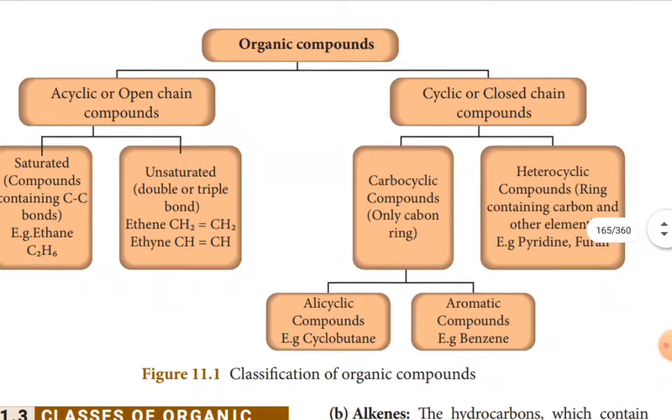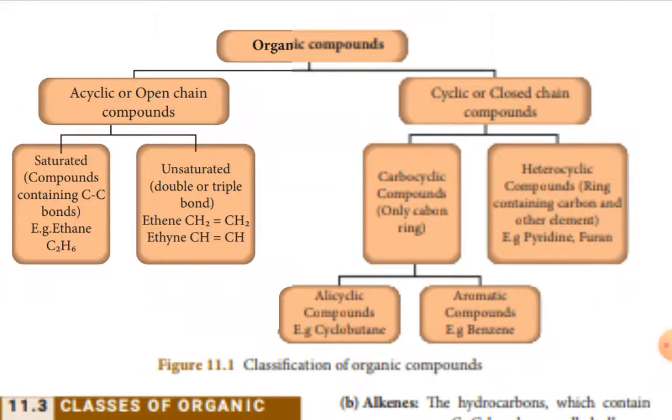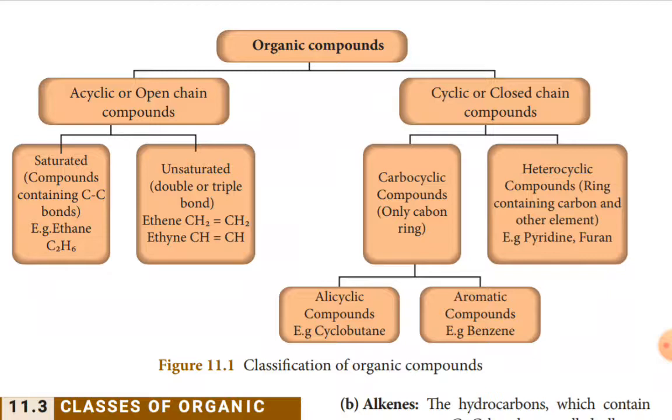So organic compounds are broadly classified into two types: open chain and closed chain. Open chain means that carbon atoms are linked in a linear, straight line pattern to form a chain. At the same time, cyclic means a chain of carbon atoms in closed pattern. It is a closed chain compound.